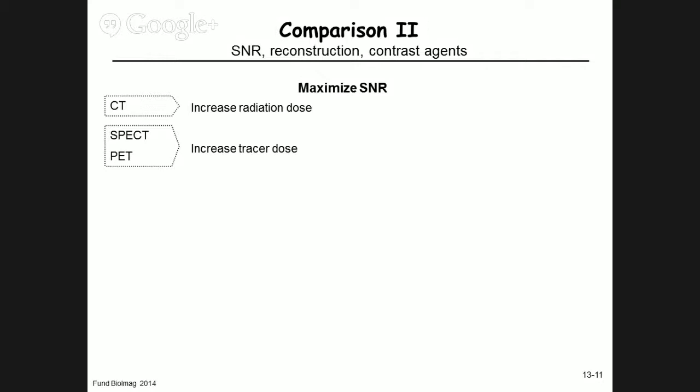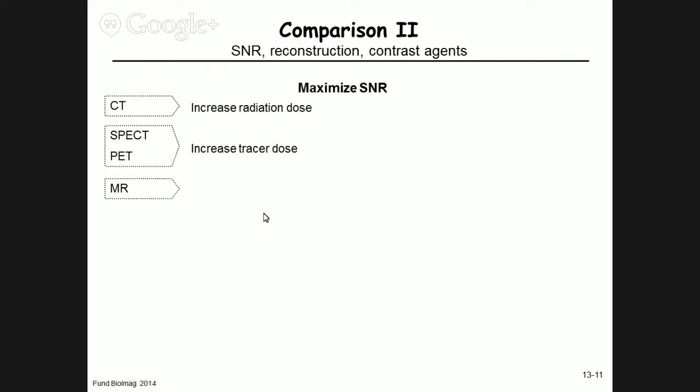There's a caveat here, which we haven't talked about. There is a limit up to which you increase the signal-to-noise ratio. After a certain point, it starts to drop again. And that has to do with the number of random events that are being detected in the PET scanner, for example. Or at some point, the counter is just overwhelmed with the number of X-ray photons that are being detected. But in principle, one can increase the SNR by increasing the tracer dose.